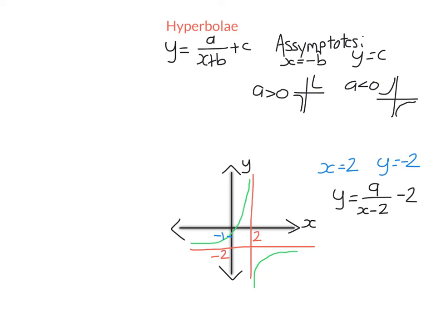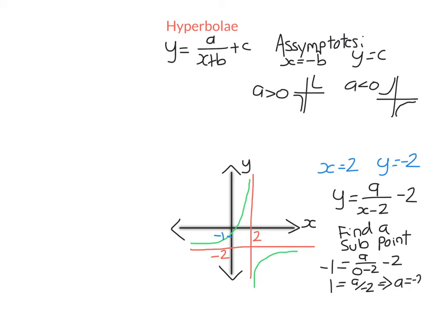Once we've got the asymptotes, we just need to find the value of a. We're going to find a by substituting in a point that lies on the hyperbola. We have this point here, minus 1 as the y-intercept. So I'm going to substitute y for minus 1 and x for 0. I've now got this equation to solve. I'm going to add 2 to both sides. Now multiplying each side by negative 2 gives us a is negative 2.